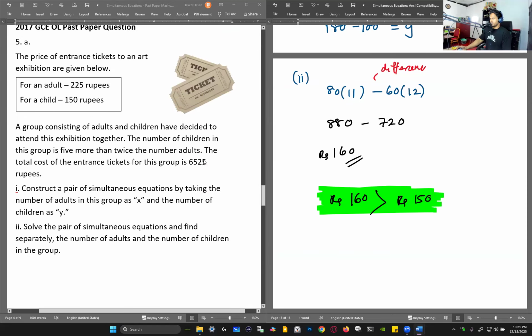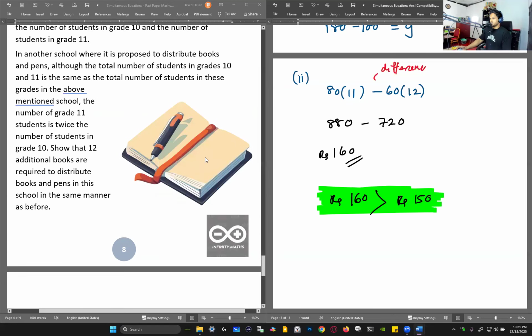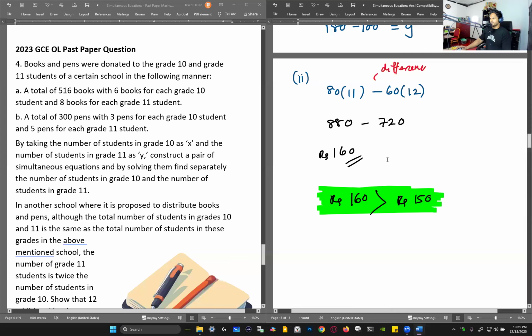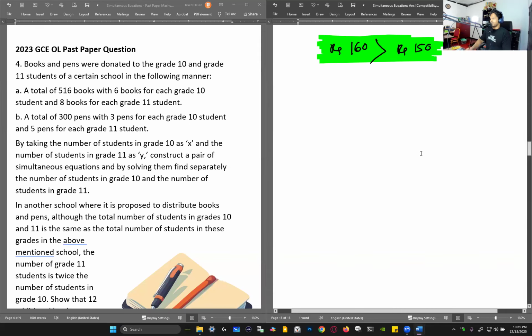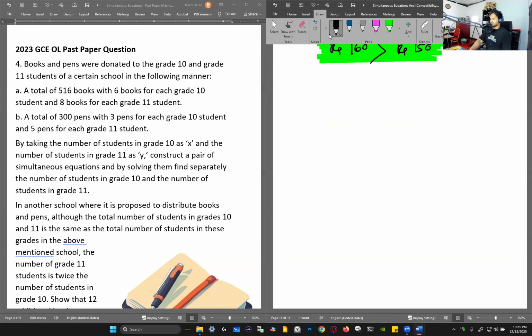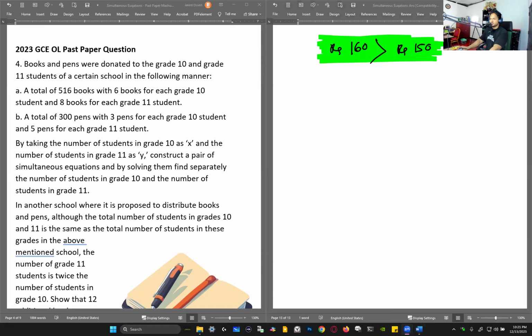One more question, then we are done. Let's do a difficult one. Let's do this question. 2023. After that, we're done, okay? Don't ask me about simultaneous equations again. Actually, ask me a difficult part. I will actually happily teach you what pen should we use for the O-level exam.